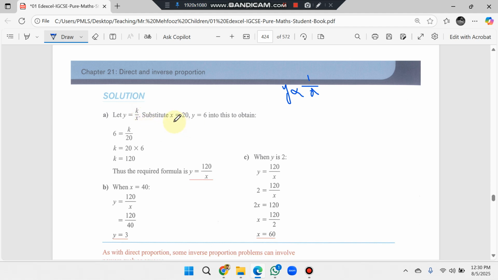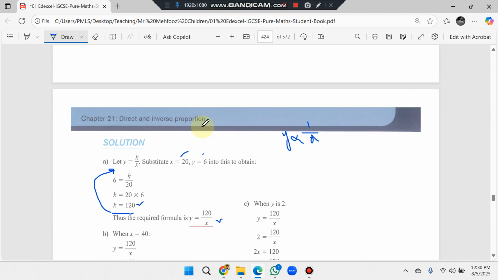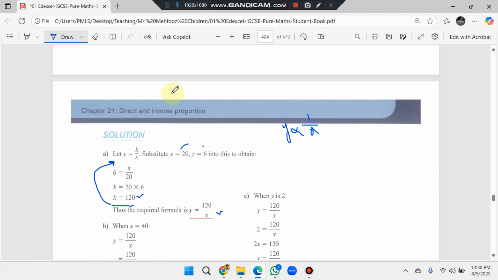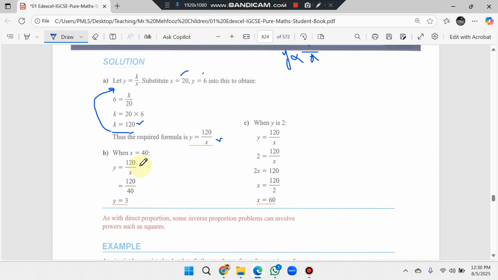We put the x value as 20 and the y value as 6, so the value of k is 120. After putting the value of k into the equation, you can write y equals 120 over x. Now in part b, work out the value of y when x equals 40. y equals 120 over 40, which equals 3. So y equals 3 is your solution.